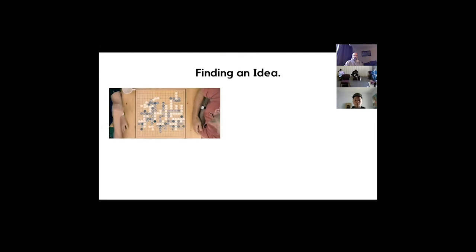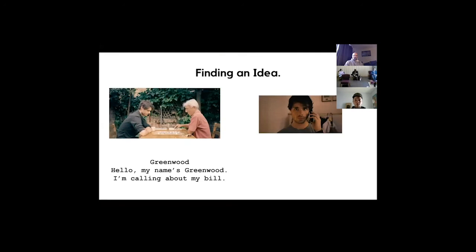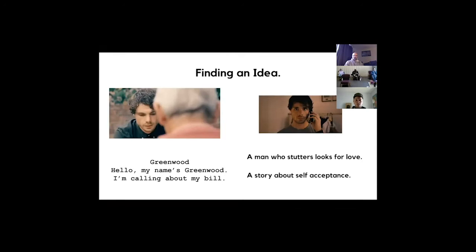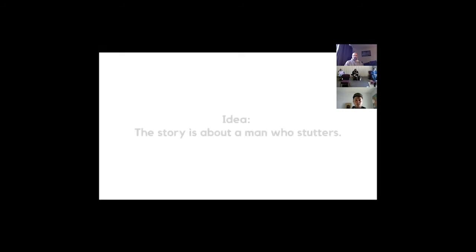Ideas can be all sorts of things. They can be a scene, a character, a line of dialogue, a concept, or a philosophical idea that you want to examine. For this short film, let's start with a very simple idea. The story is about a man who stutters. This is a good place to start. We now have a concept. We don't have our story yet, but we have the beginning of an idea.